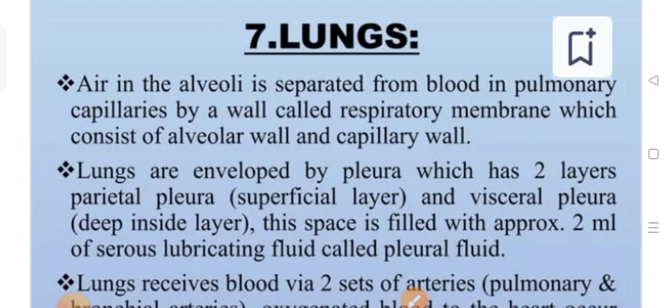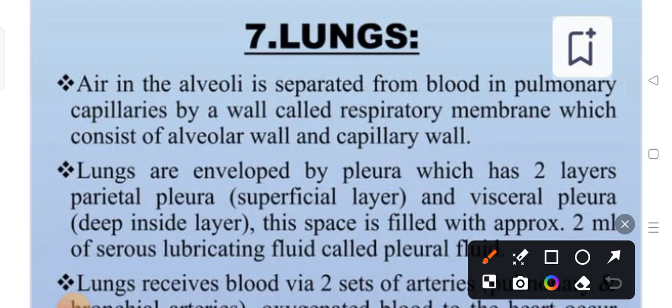The covering layer of the lungs is called the pleura. The pleura has two layers. The first is the parietal pleura, the second is the visceral pleura. Parietal means it covers the lungs only superficially, whereas the visceral pleura lies deep against the lungs.